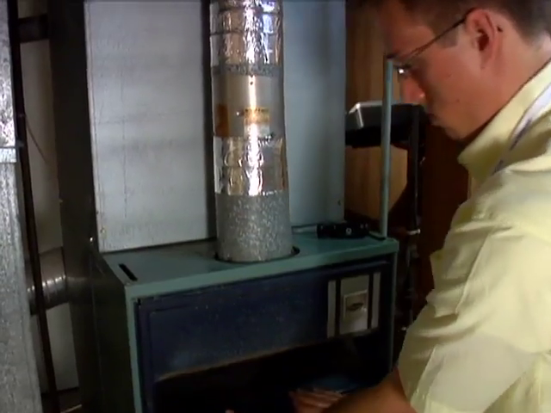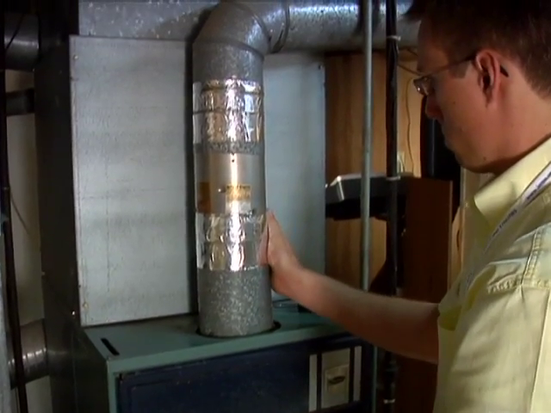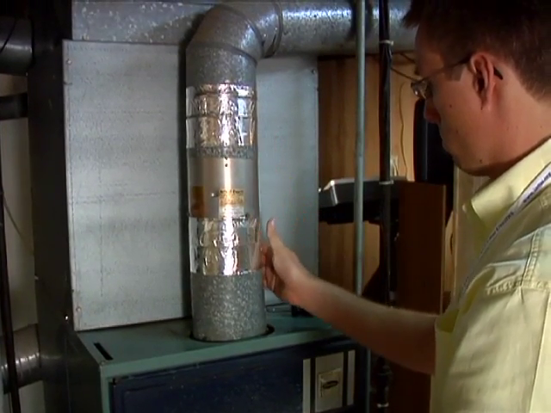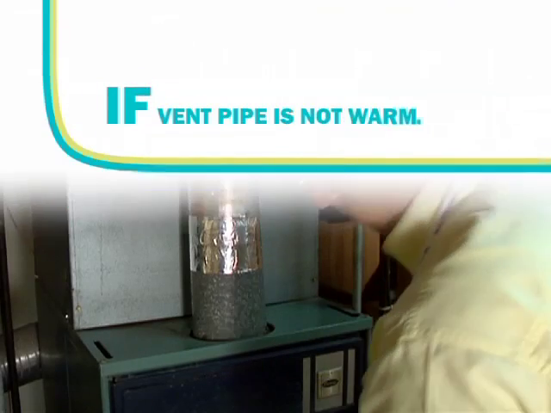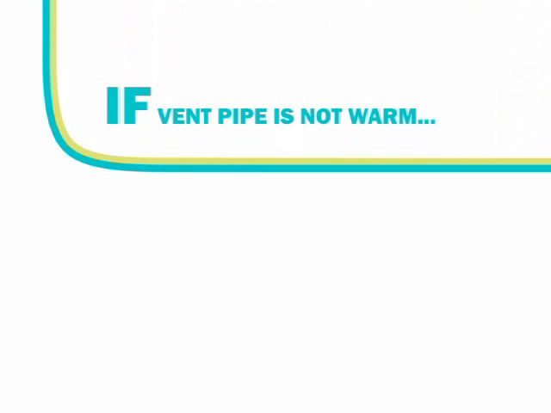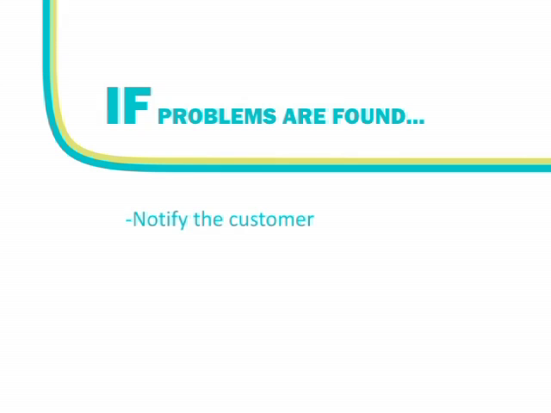For units without inducer motors, feel the vent pipe. If the vent pipe is not getting warmer, this may indicate that the furnace is not properly venting the flue gas, and you will need to decline the installation. If problems are found, the customer should be notified of the potential need for service, and you should decline the installation.